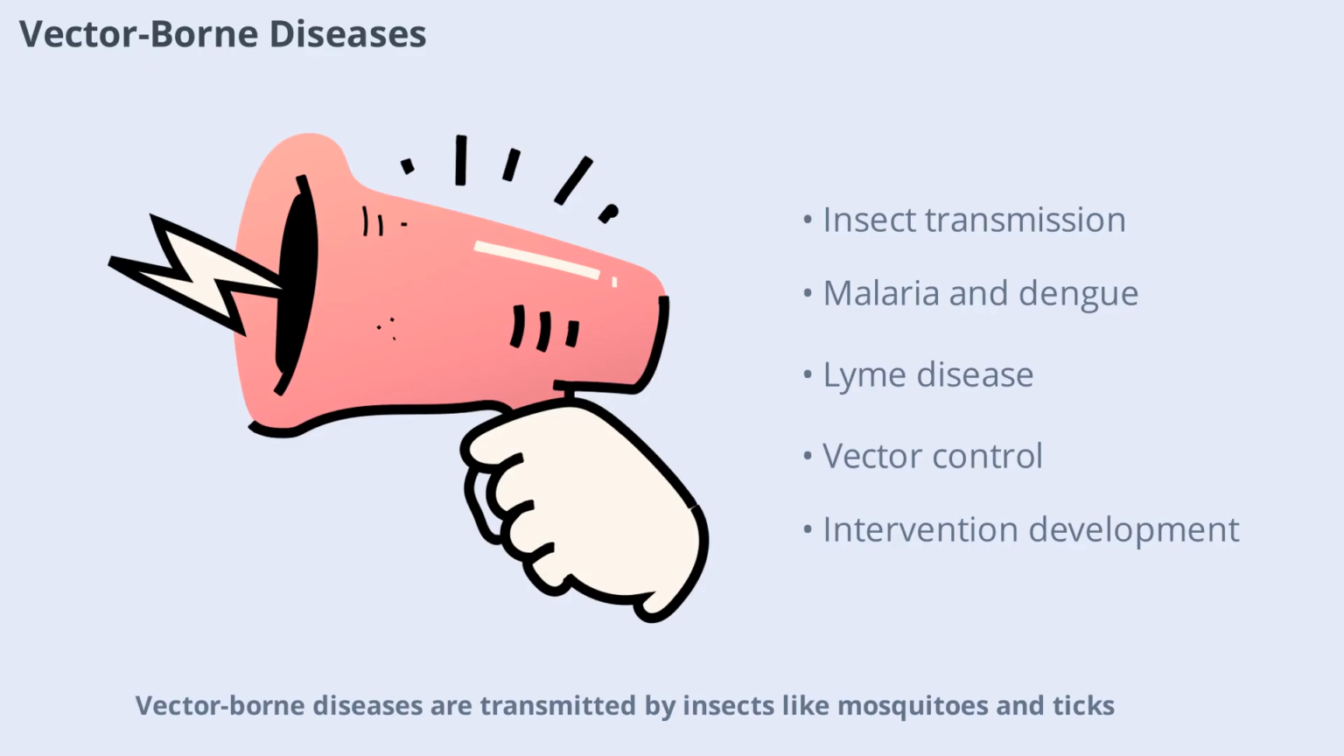Vector-borne diseases are transmitted by insects like mosquitoes and ticks. Examples include malaria, dengue, and Lyme disease. Controlling vectors through insecticides, nets, and environmental management helps prevent these diseases. Microbiology aids in understanding transmission and developing interventions.